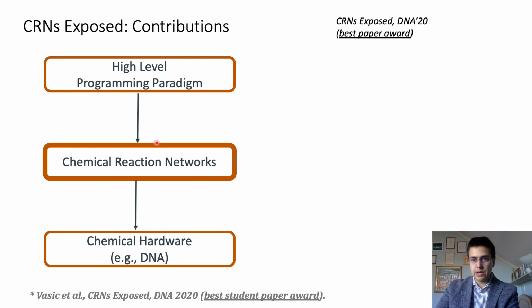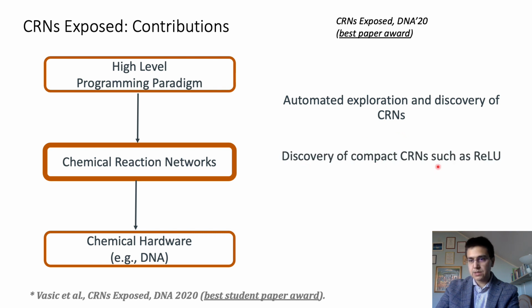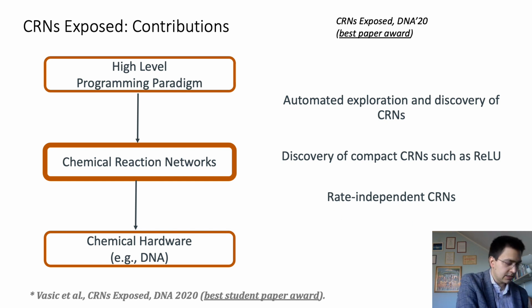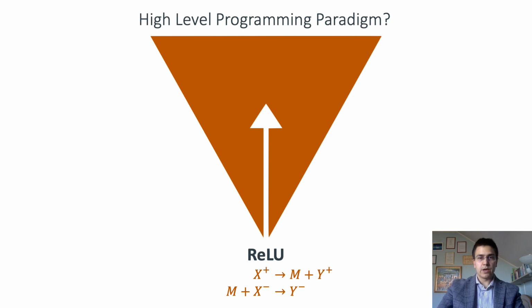Now, what are the contributions of this approach? It's on the layer of chemical reactions, and we developed a technique, a tool for automated exploration and discovery of CRNs. Using it, we discovered compact CRNs, such as ReLU. Also, the CRNs we find are rate independent, and I'll stress why that is important later on. First, we had a vision of a high-level language and we came up with basic modules. Now we've discovered some new modules, very compact, and we wonder, can we utilize them to design an even better programming paradigm?